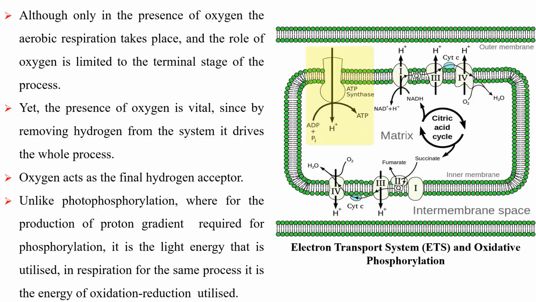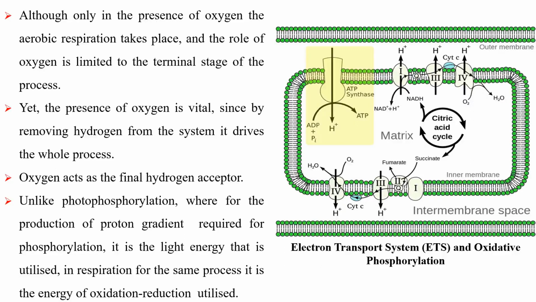Although aerobic respiration takes place only in the presence of oxygen, the role of oxygen is limited to the terminal stage of the process. Yet the presence of oxygen is vital, since by removing hydrogen from the system it drives the whole process. Oxygen acts as a final hydrogen acceptor.